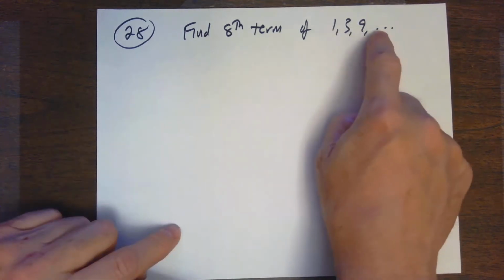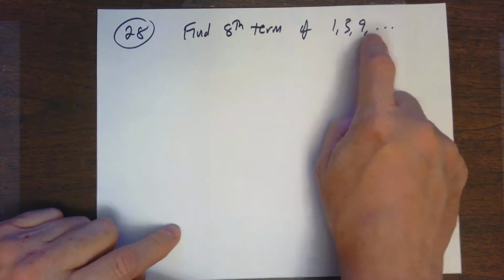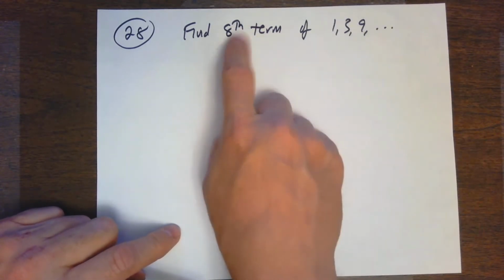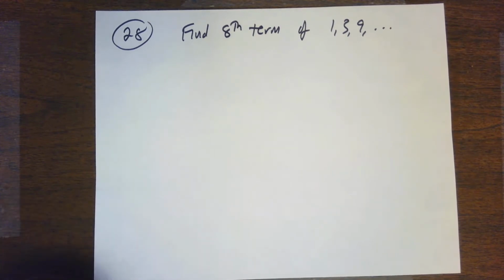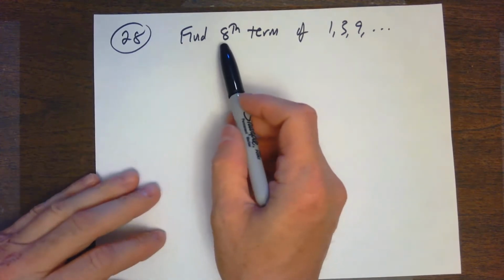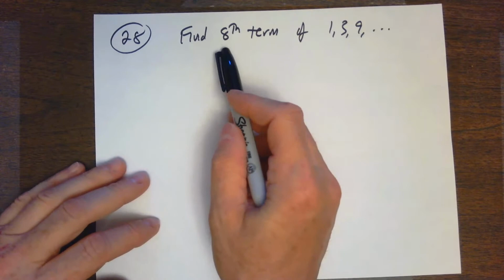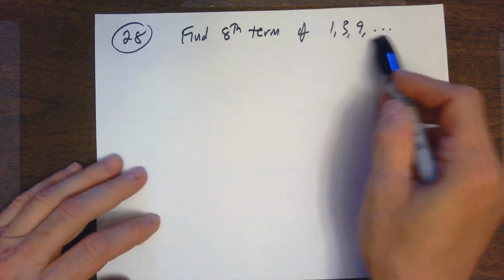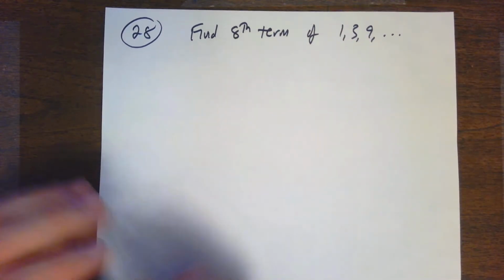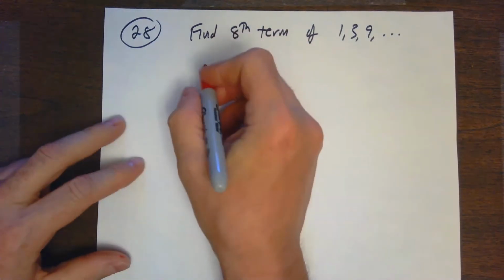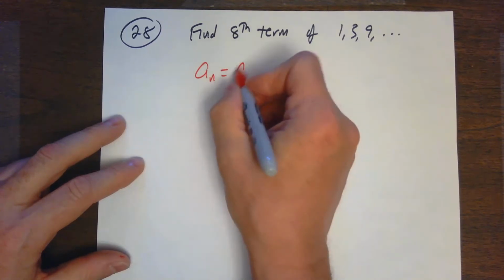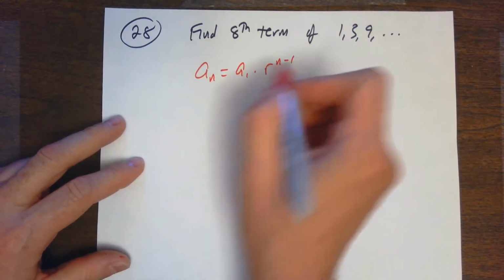Well, I could keep going, couldn't I? Multiply by 3, multiply by 3, multiply by 3 to get up to the 8th term. That would be one way of doing it. And that wouldn't be so bad because it's only the 8th term. What if this was the 18th term or the 80th term? Would you want to keep multiplying by 3s to get to the 80th term? No, no. So we're going to find a formula. We're going to use the formula a sub n equals a sub 1 times r to the n minus 1.